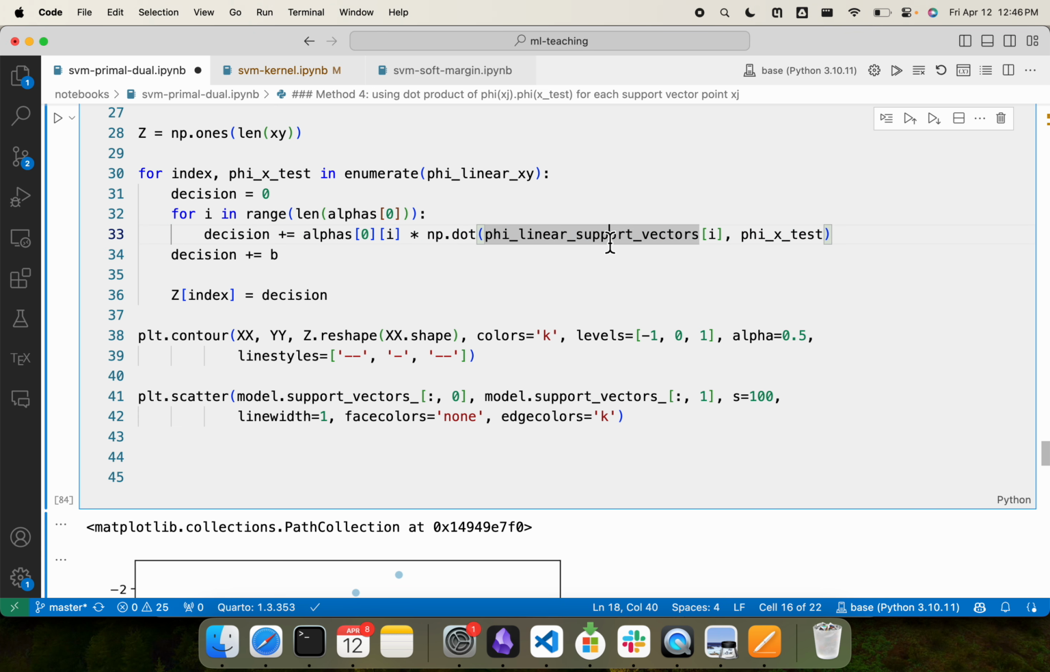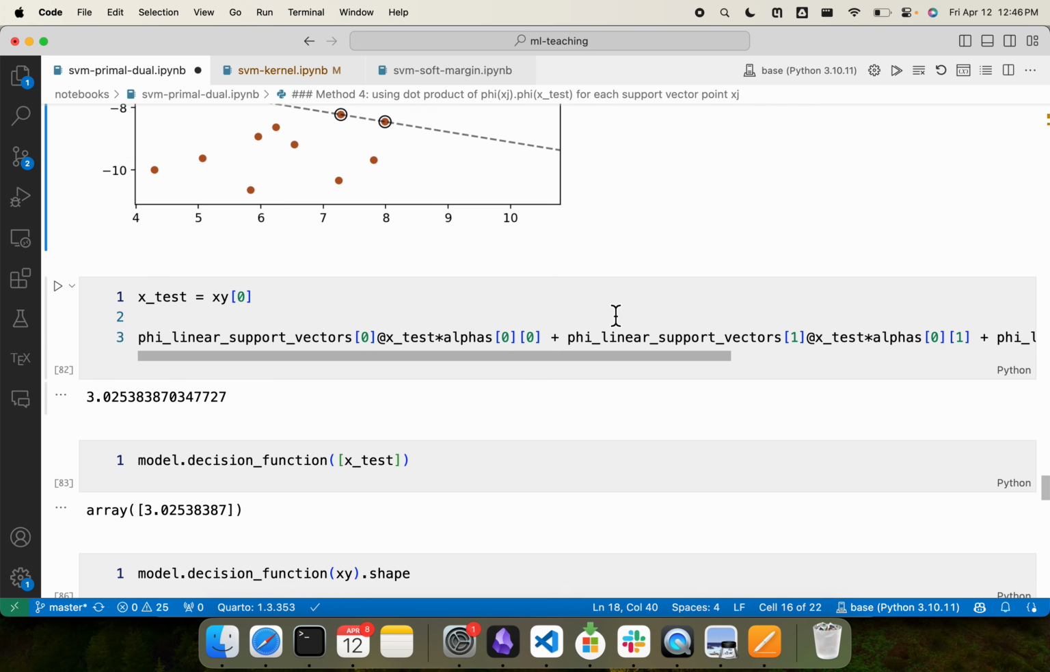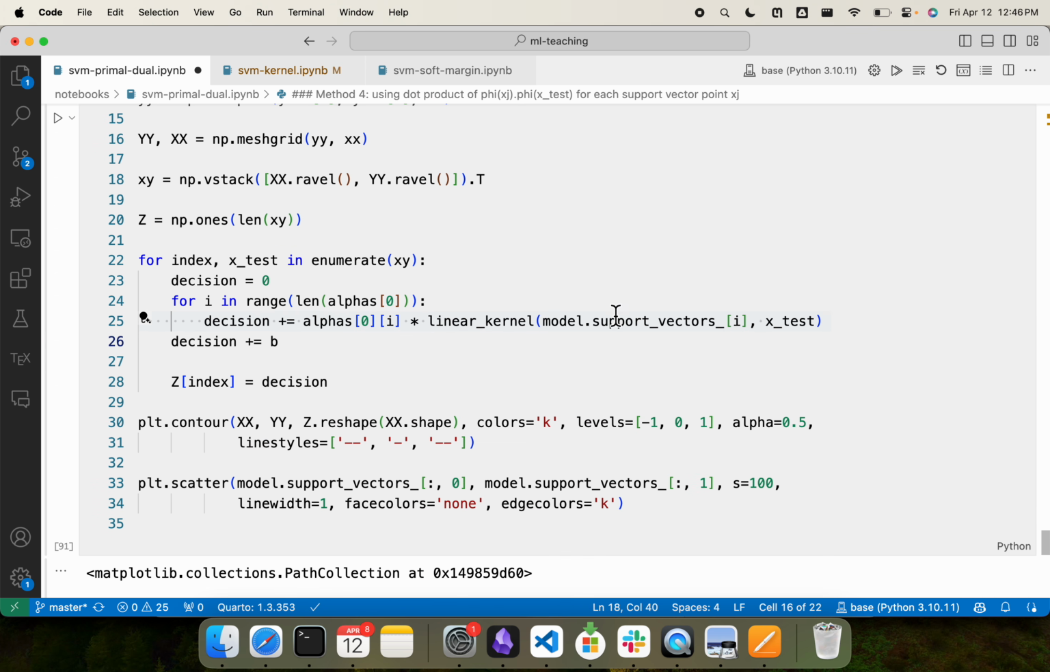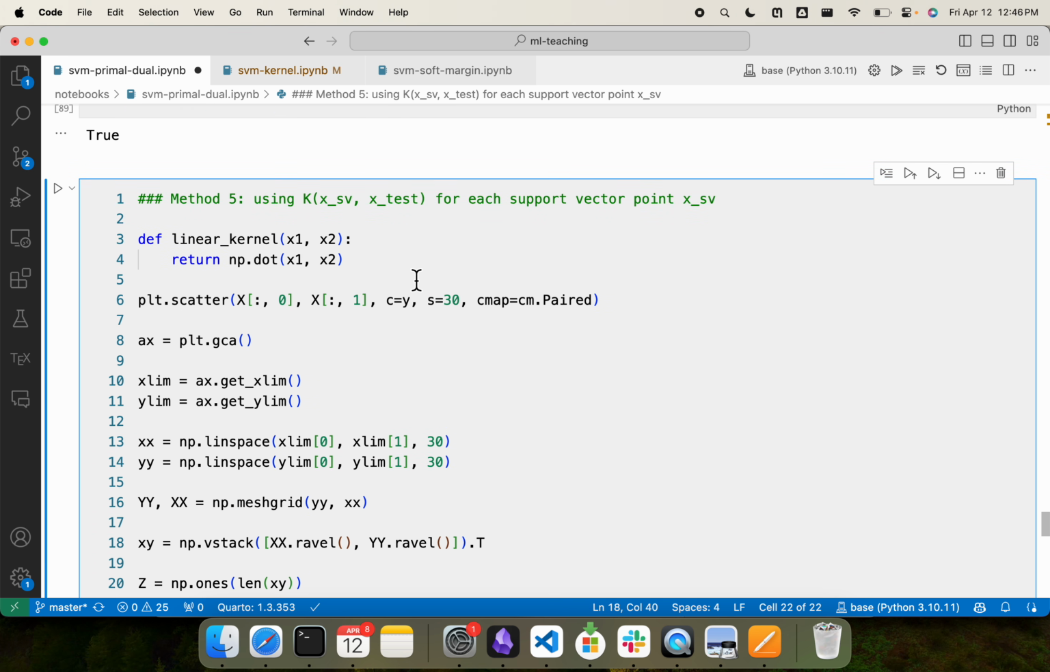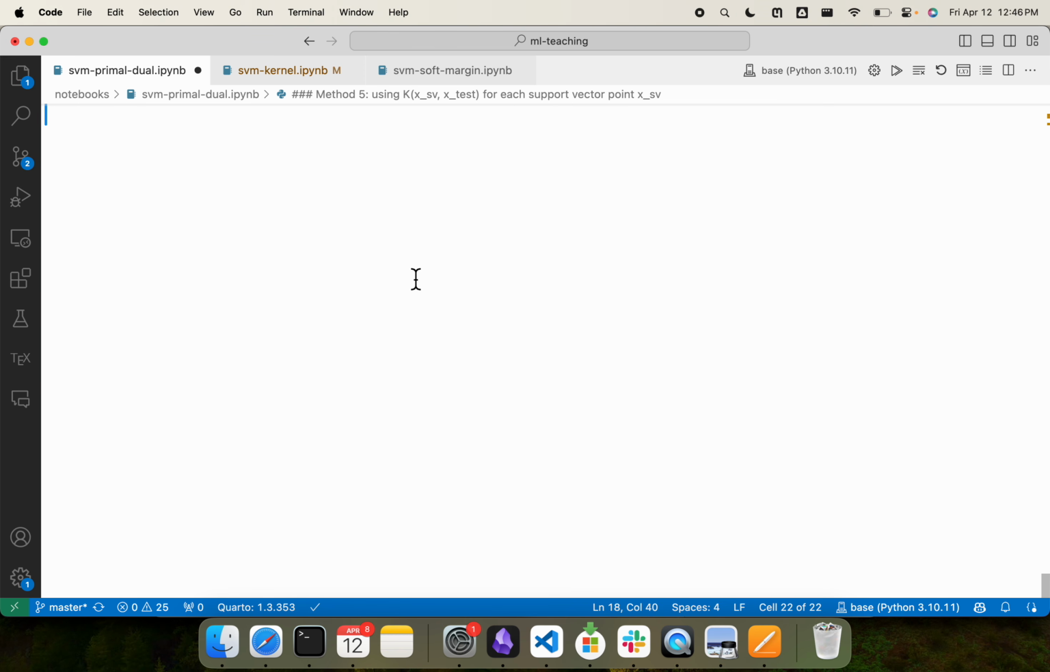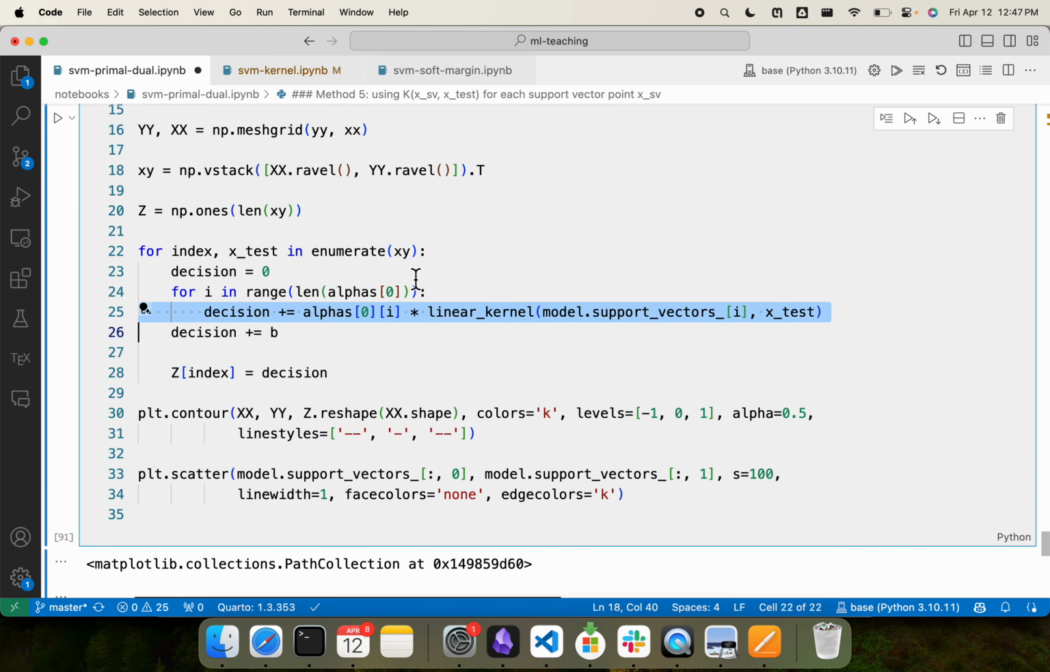If my phi, my projection operation, is infinite dimensional, as in the case of RBF, this we cannot compute. This method we cannot compute because that's an infinite dimensional space, whereas we can still compute with respect to the RBF kernel if we use the kernel trick. All I have to do is replace the linear kernel definition with the RBF kernel definition, and I'm done. Any questions on this?